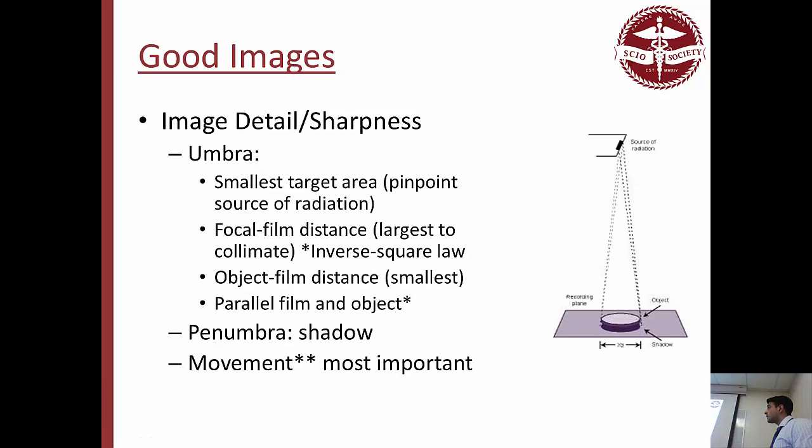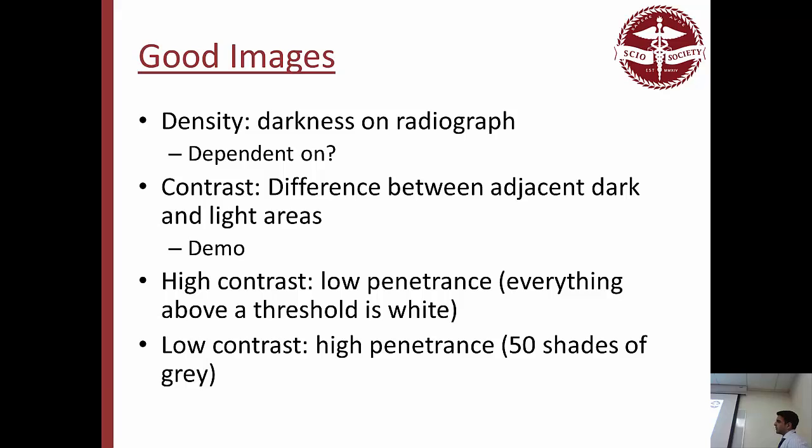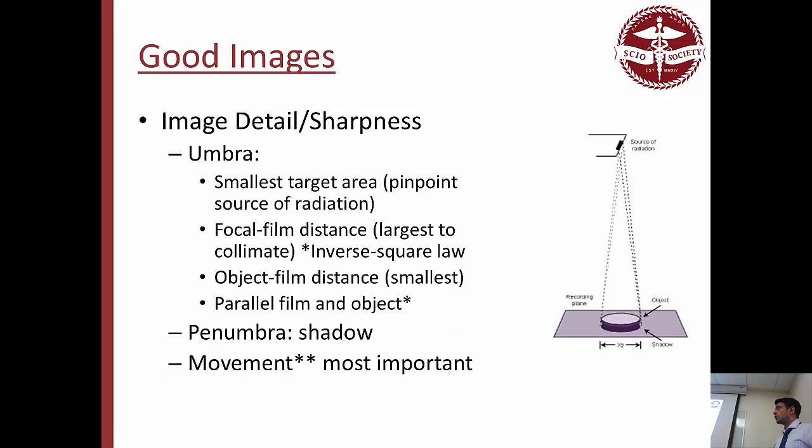So the next thing, did we miss anything? Yeah, that's about it. Density and contrast was a big deal. So you want low contrast and a good amount of density, but not too much. The next thing was image detail, the sharpness of it. This is controlled by a couple of things. The first two are more theoretically important; the last one is actually important. Umbra is basically the actual image, how detailed your image is. The penumbra is the shadow around the image. Usually you want the most detailed umbra and the smallest penumbra.